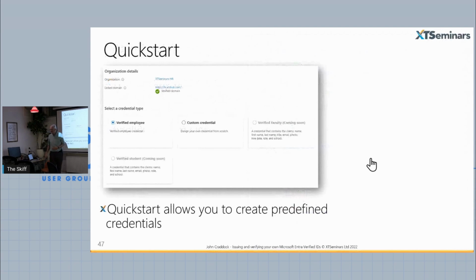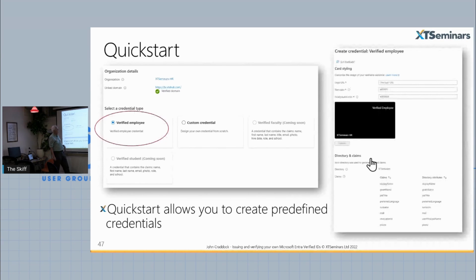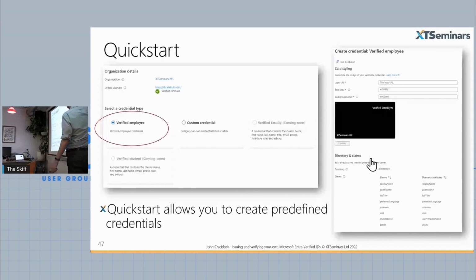There's a quick start, which makes life very easy. There's verified employee and there's custom credential. And they've got it in gray, so it must be coming soon, right? There's verified faculty and verified student coming soon. So for this one, the verified employee, you basically have very little control over it, right? There's a minimal definition file. So you've got the logo, the text color, the background color, and that's it for that bit. So, not the complete list of display rules, just a little bit of changing there.